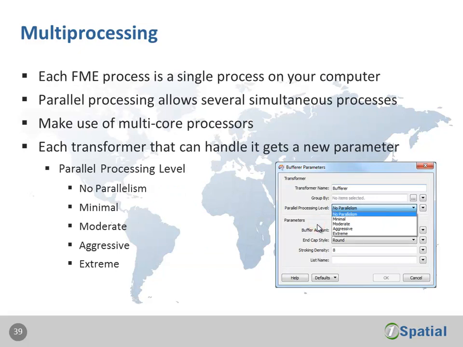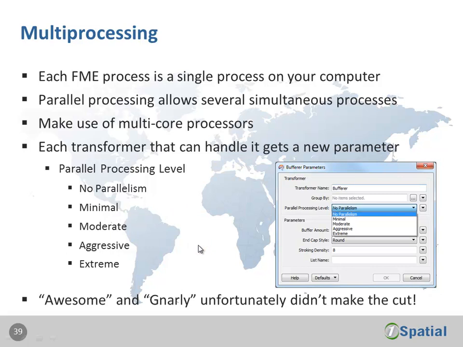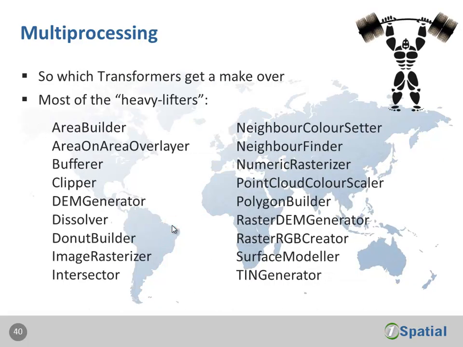I mentioned multi-processing. A number of transformers have been beefed up with multi-processing capabilities. Again, some good FMEpedia articles on this topic in detail. But what this means is that you now have, for a series of transformers, minimal, moderate, aggressive and extreme capabilities. I was quite disappointed the Canadians didn't introduce awesome and gnarly, but that really means that what we've got is a good set of new capabilities for these transformers. So I'll leave those up on screen for a moment.